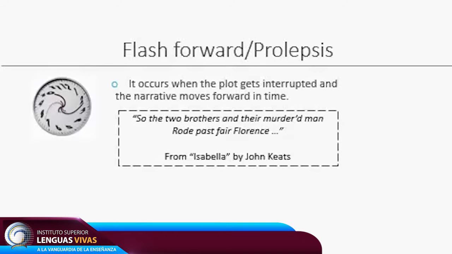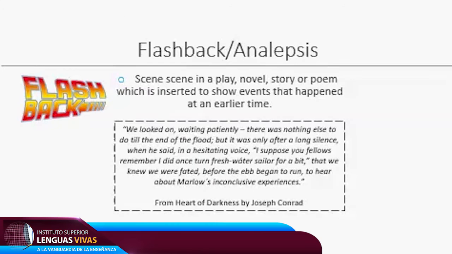The opposite of flash forward or prolepsis would be the device called flashback or analepsis, which is used to describe any scene in a play, novel, story, or poem, which is inserted to show events that happened at an earlier time in the narrative present. They are usually introduced as past narratives, dreams, memories, among others. This is considered a very cinematic technique and is most often used to convey information regarding the character's background.